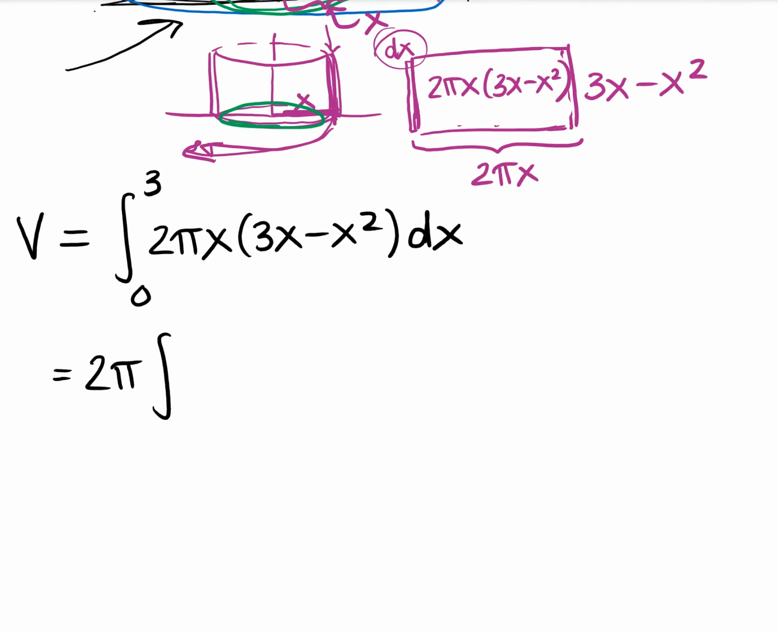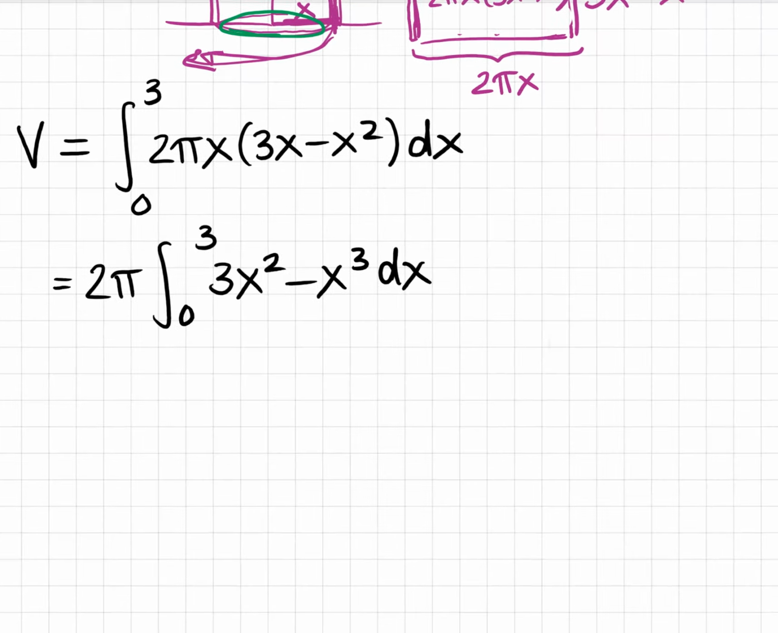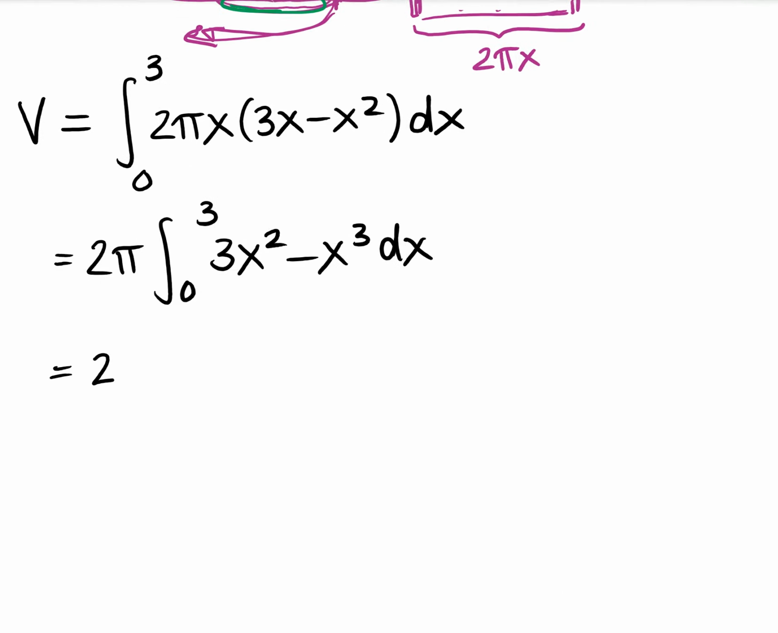I'm going to take the 2 pi out. Let's do some calculus now. These actually are not super hard to integrate. We'll see when we get to arc length and surface area, the integral can be kind of confusing because the square root comes in. But for right now, these actually aren't too bad. Antiderivative of 3x squared is x cubed.